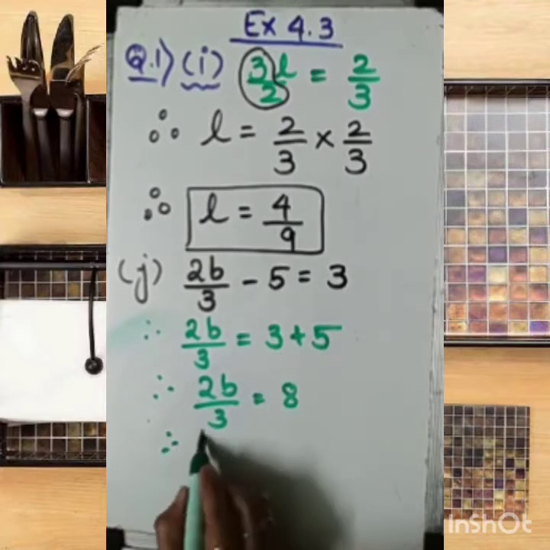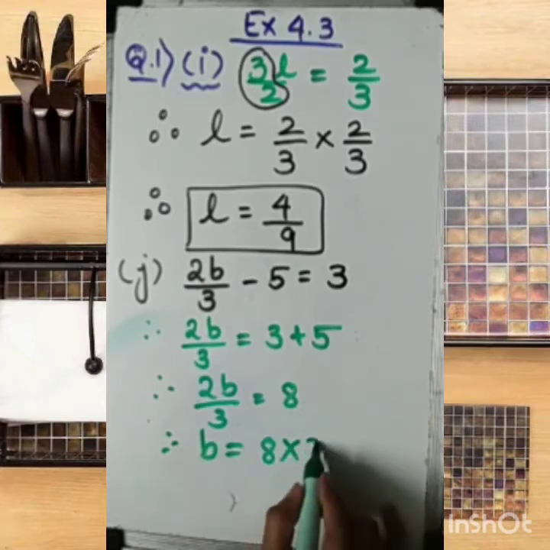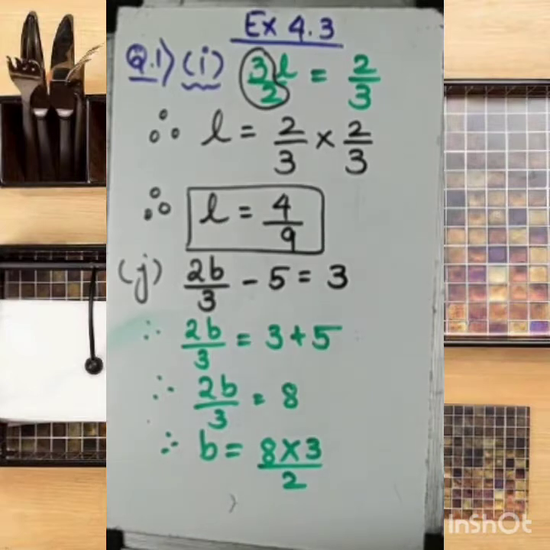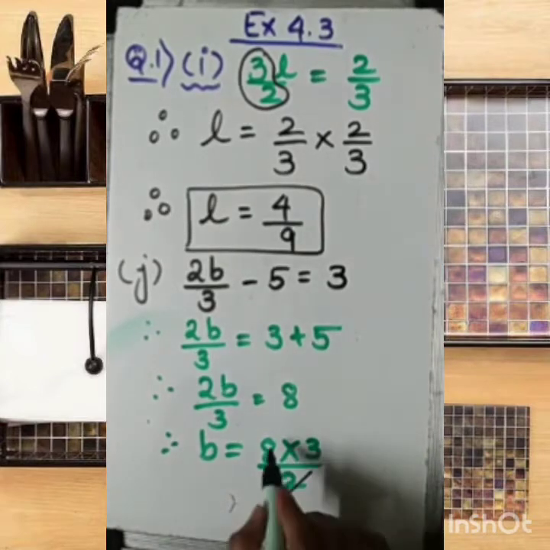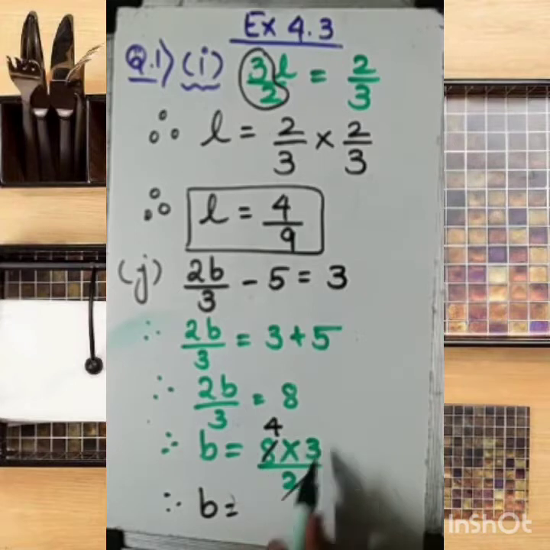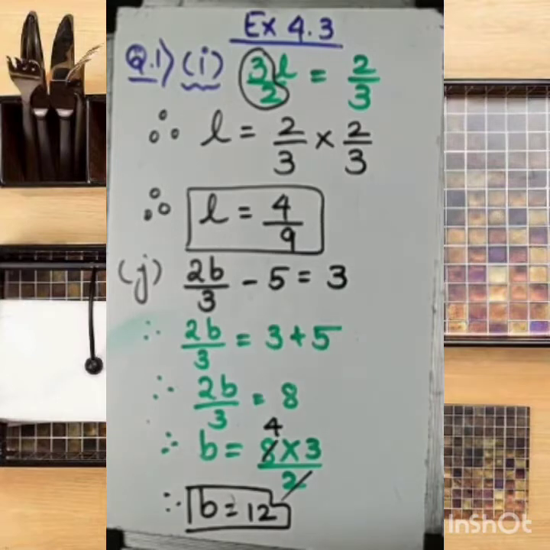As usual, 3 plus 5 is 8. So the value of b is 8 into 3, cross multiplication, upon 2. 8 into 3 upon 2. So my dear student, here I am cancelling. So here I have 4. The value of b will be 4 threes are 12. So I need to write it is 12. This is the solution for part j.